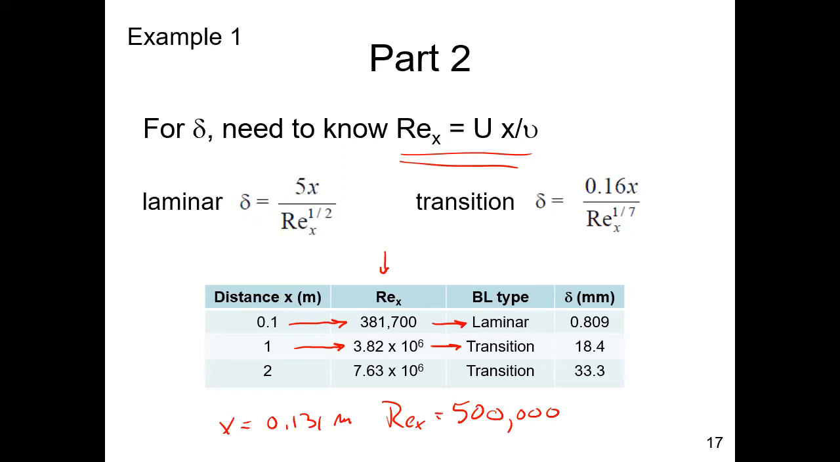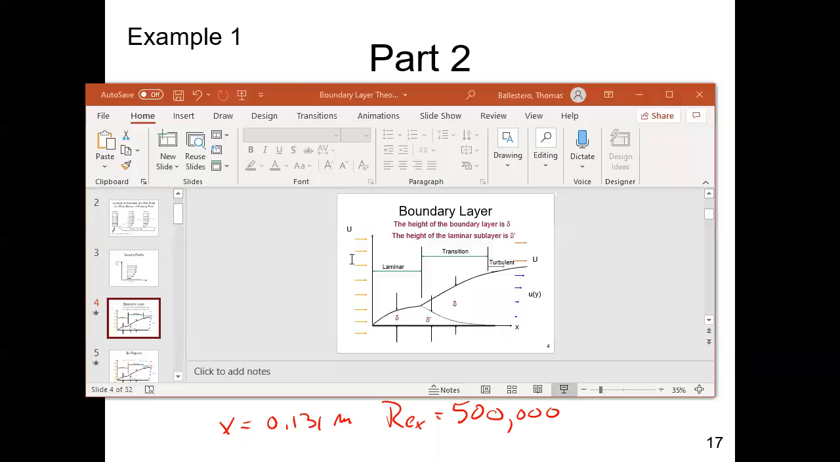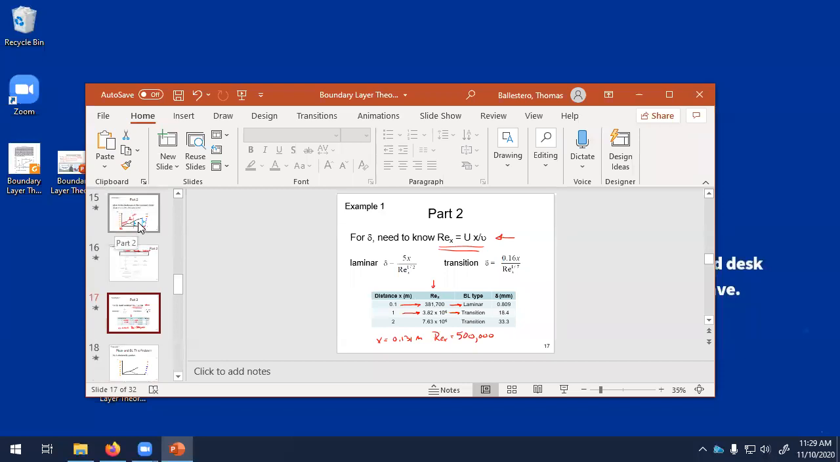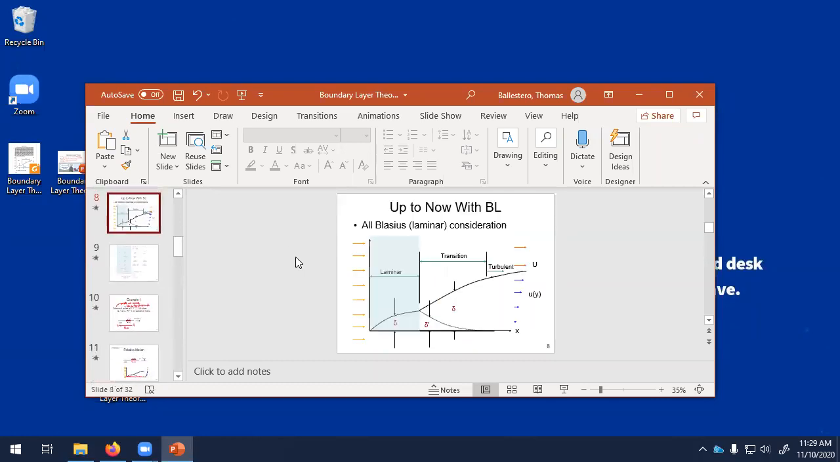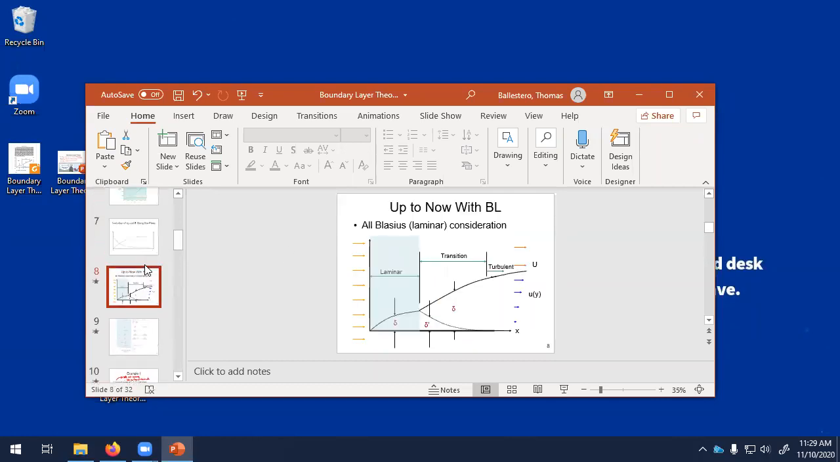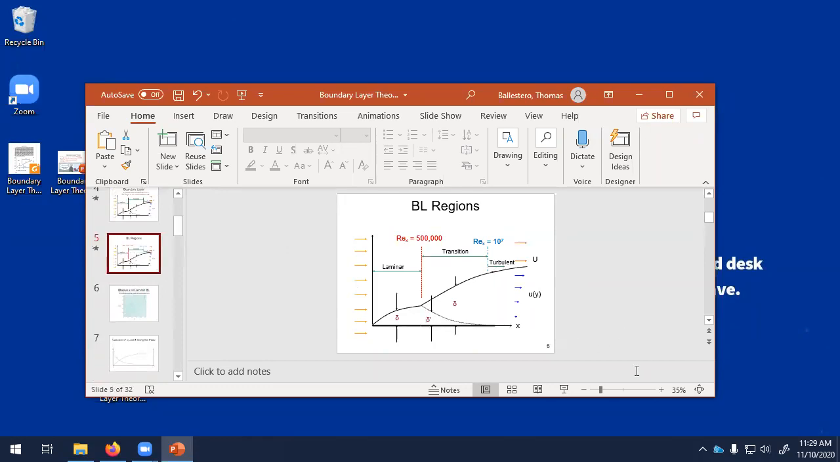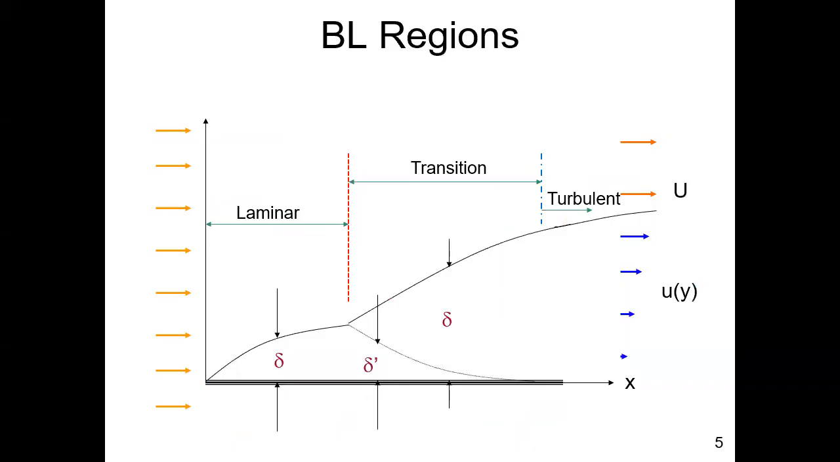Since I was asked if I can repeat that, do you understand how to calculate the boundary Reynolds number? Yes. So remember, is it 10 to the 7th or 6th? I'm bringing up that figure.